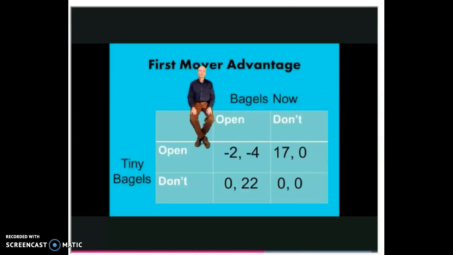Suppose the titans of the bagel industry, Bagels Now and Tiny Bagels, both want to open a bagel shop in the same town, but the town's not big enough for both of them. In this first mover advantage game, the payoffs are profits in thousands of dollars, or, if they are negative, losses. If they both open a bagel shop, they divide the bagel customers between them, and they both lose money. If neither company opens a shop in the town, neither company earns any profit. If only Tiny Bagels opens a shop, they have enough customers to earn a profit. Likewise, if only Bagels Now opens a shop, they will earn a profit.